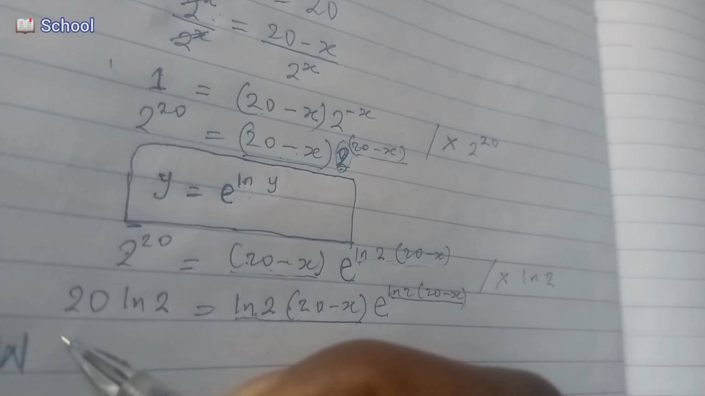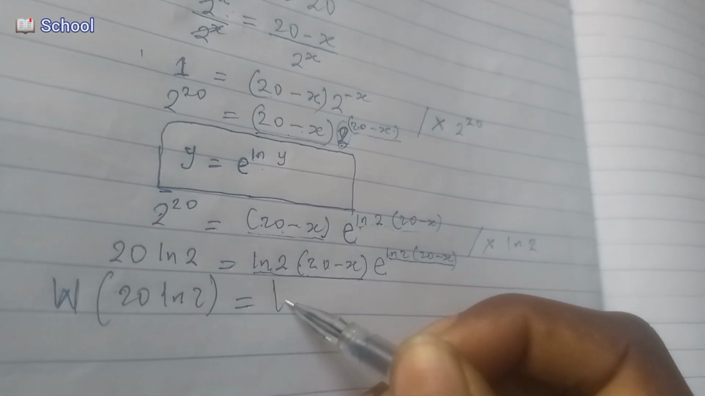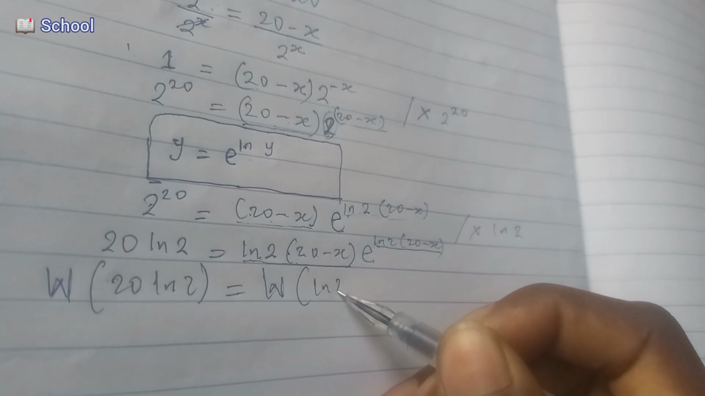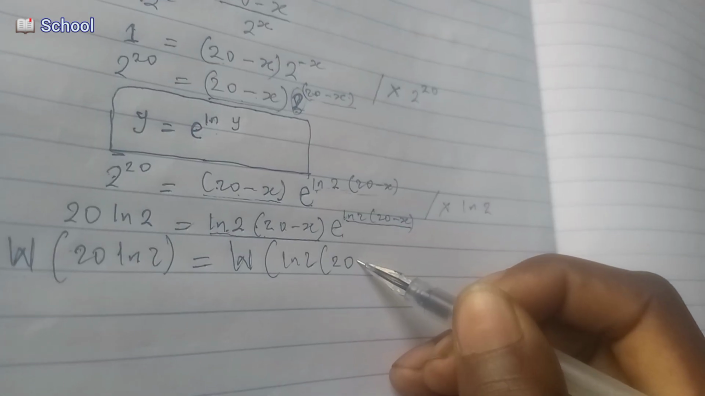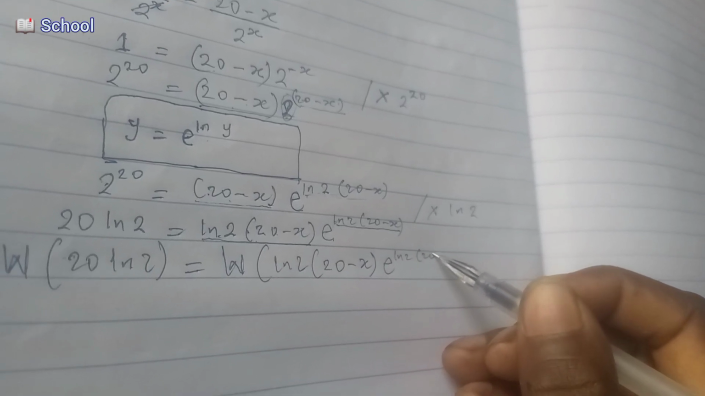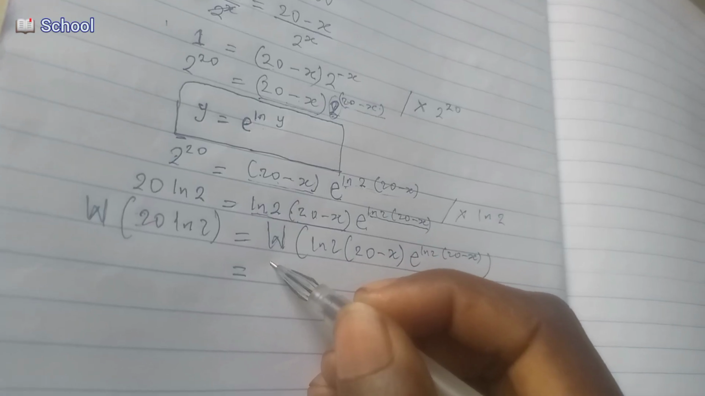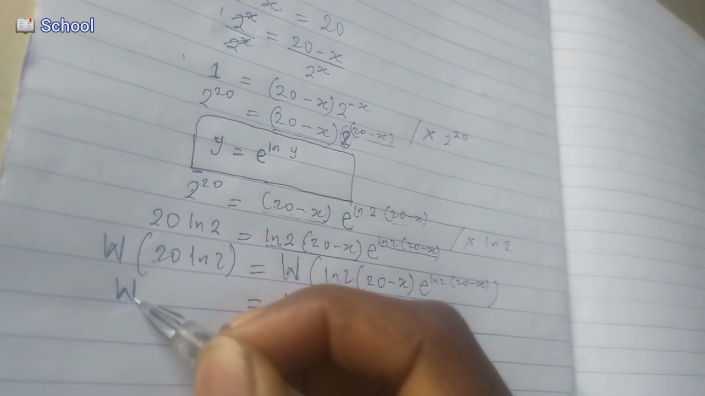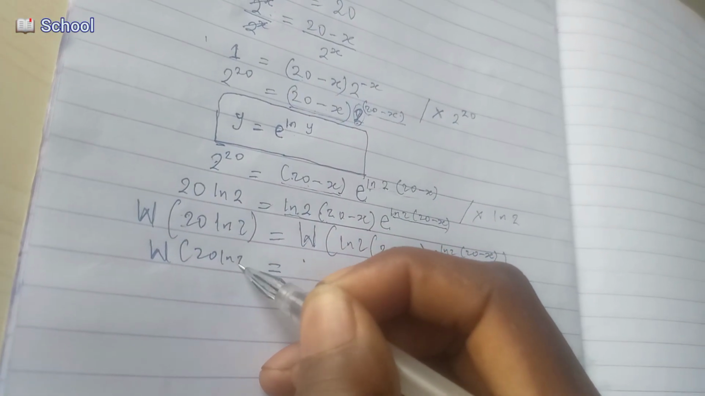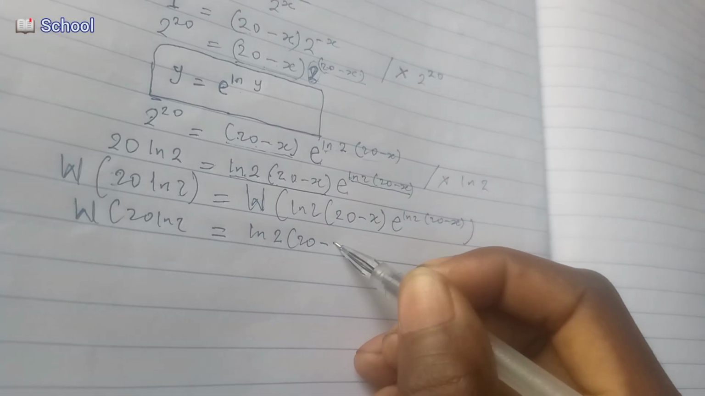Apply Lambert W function to both sides. 20 ln 2 equals the Lambert W function of what? Of ln 2 into bracket 20 minus x, times the exponential of ln 2 into bracket 20 minus x, right? So close the bracket. Let's just write everything in full. Lambert W function of 20 ln 2 is equal to ln 2 into bracket 20 minus x, right?